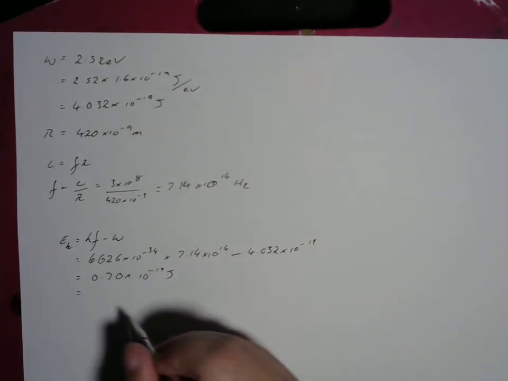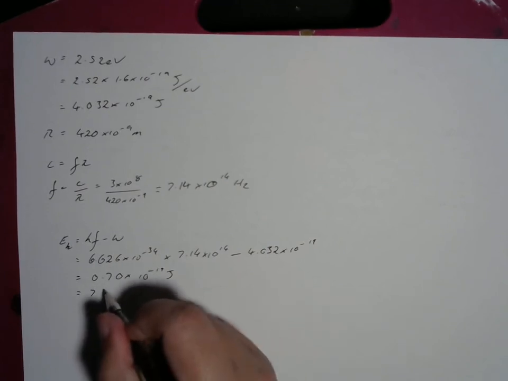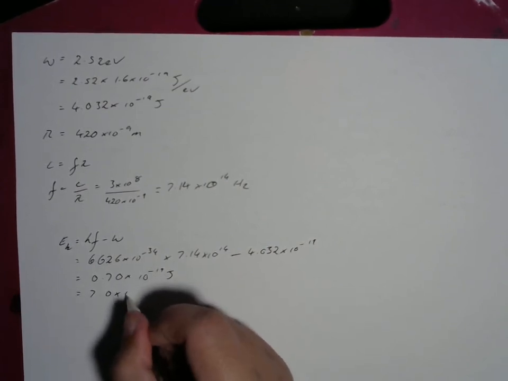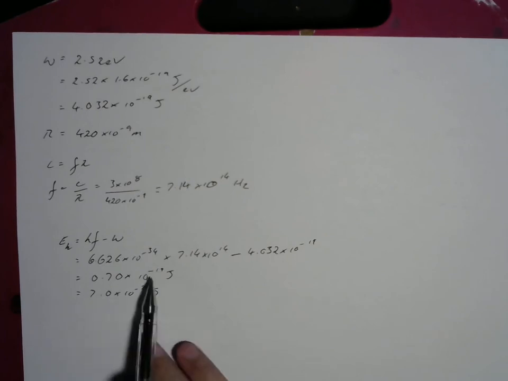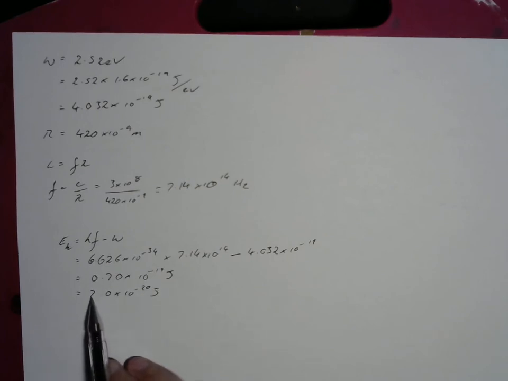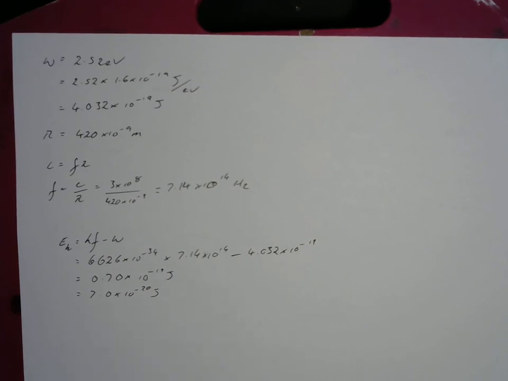and if this was your answer, you must make sure that you convert it properly, 7.0 times 10 to the negative 20 joules. If you have something like this, make sure that you convert it so that your first digit is not a 0. Really important for communication. So there's our maximum kinetic energy.